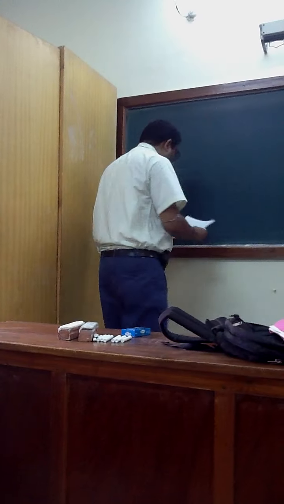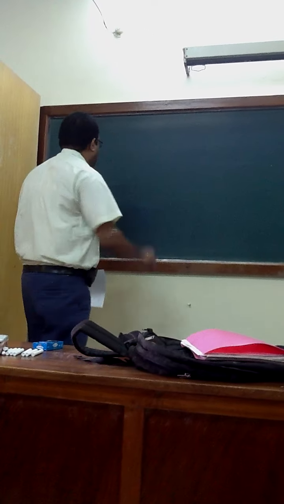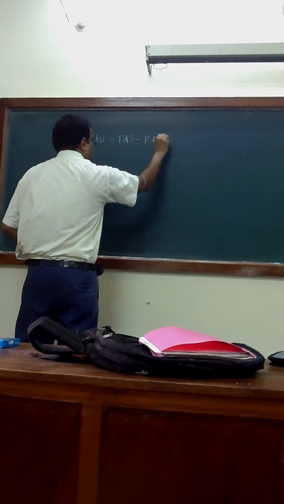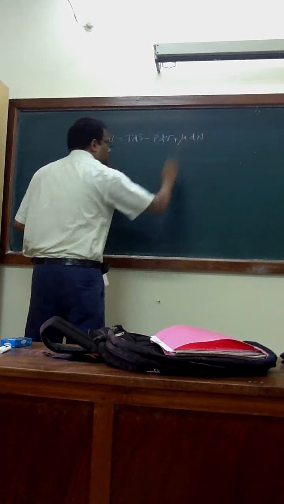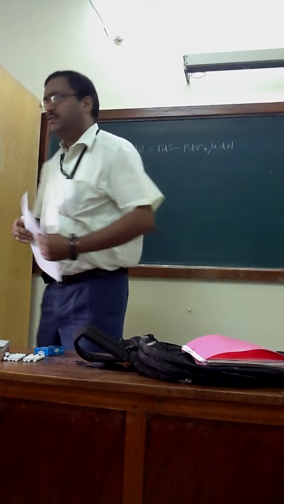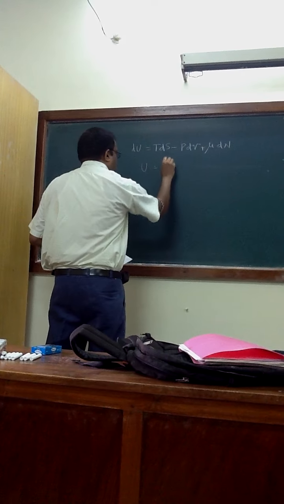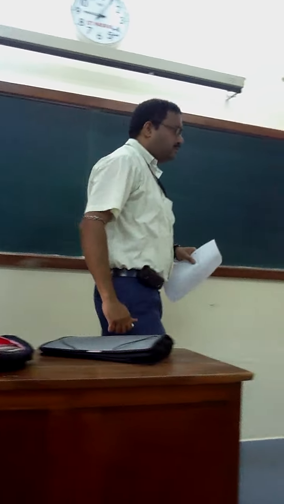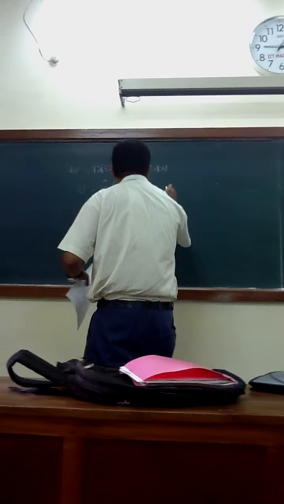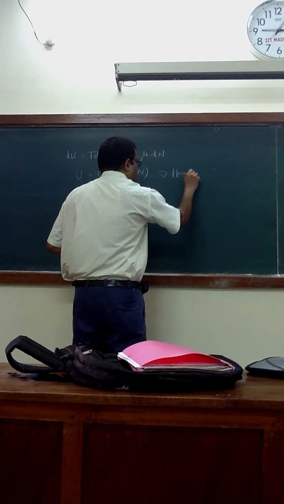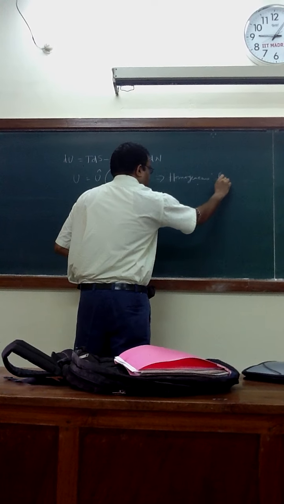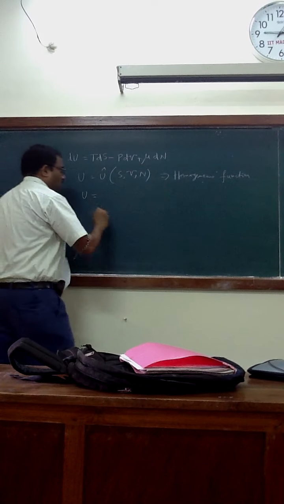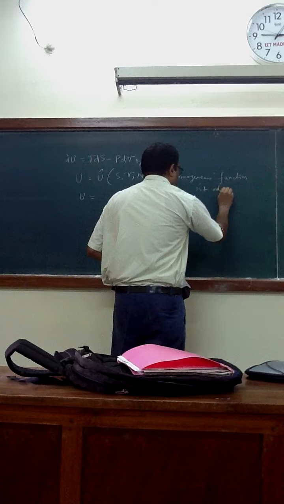So I'll just go through quickly what we have done, and then I'll proceed forward. We had dU equals T dS minus P dV plus mu dN. I think all of you understood this one. Which is what? U equals U of S, V, N. And you also found out this is a homogeneous function, and that it is also of first order. Homogeneous function of first order.